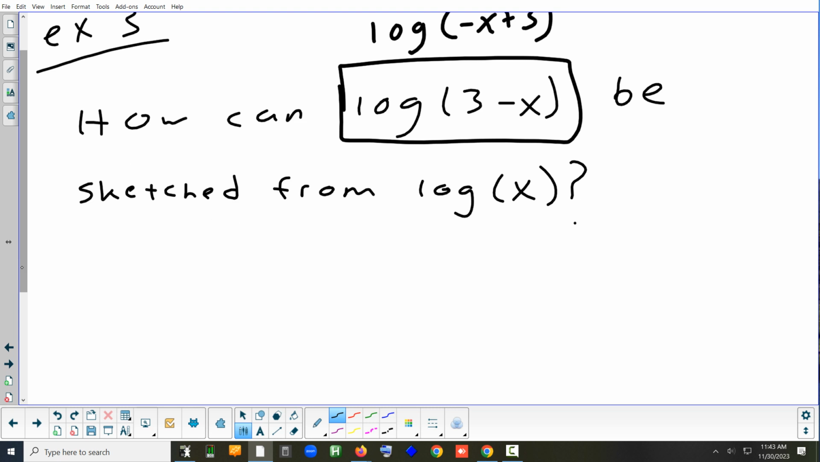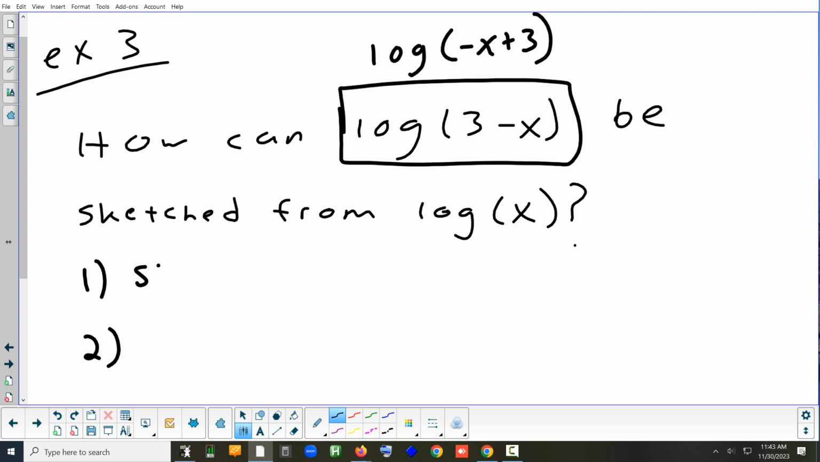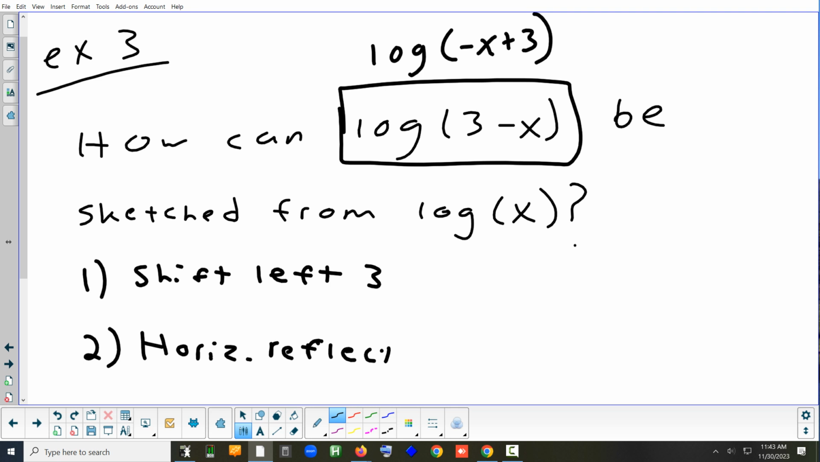Okay, so 2 transformations. What's the first one? Yep, we're going to shift left how much? 3. And the second one? It's a horizontal reflection, which again, you could also say a reflection over the y-axis.